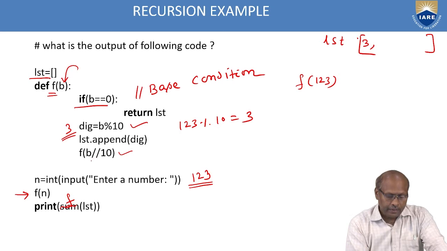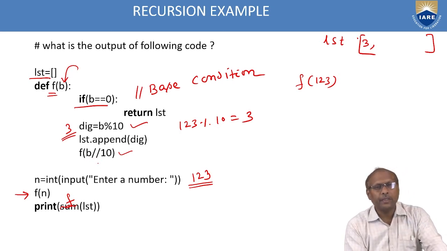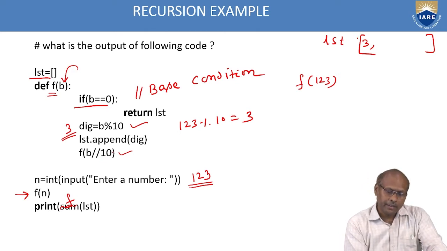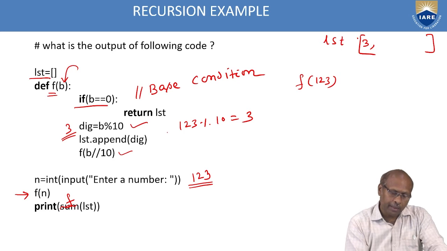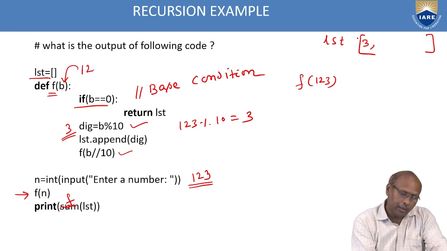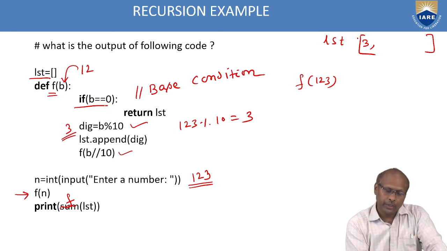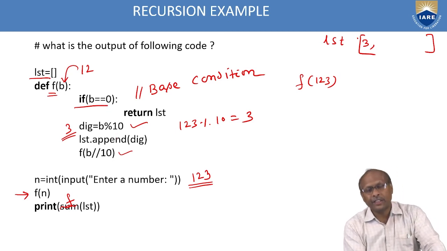After that you are calling the same function again with b // 10, integer division, because in Python when you say double slash, it is an integer division. So 123 by 10 becomes 12. So the second time you are passing 12. Now 12 equals 0? No. So this condition fails because the base condition is not satisfied.